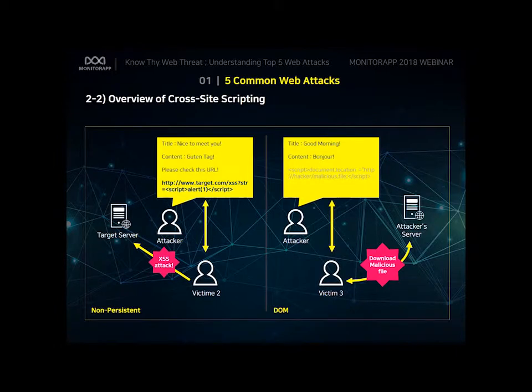The diagram on the right is called the DOM XSS attack technique. This attacking method is very similar to non-persistent XSS. The attacker sends the URL to induce the users to connect. When the user connects to the web server prepared by the attacker, a malicious file will be automatically downloaded and executed. Similar to the persistent attack, attackers can control or override the users by making them download a malicious file.